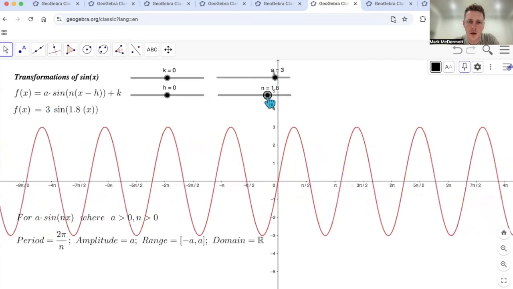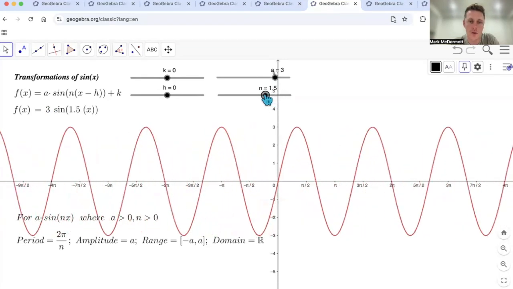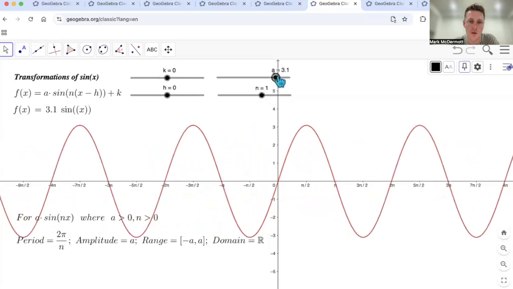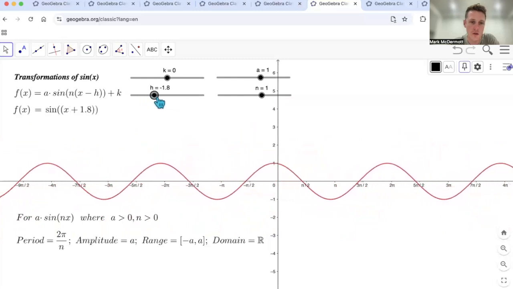Okay, and then yeah, if we change n, we're dilating by a factor of 1 on n from the y-axis. Let's put those back to normal. Okay, then let's change h now. H moves everything left and right, so what's known as a phase shift.